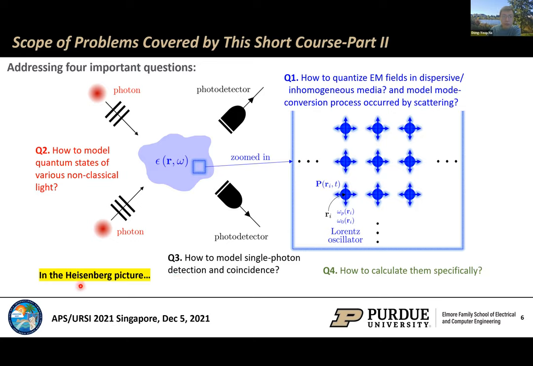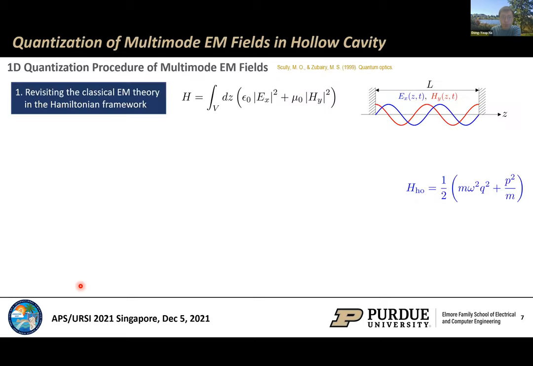Throughout this talk, we work in the Heisenberg picture, where operators time evolve, whereas the quantum state remains time invariant. Let's begin with a simpler case: the quantization of a multimode EM field in this one-dimensional hollow cavity.